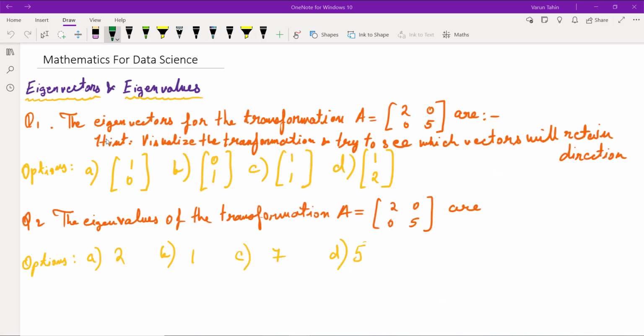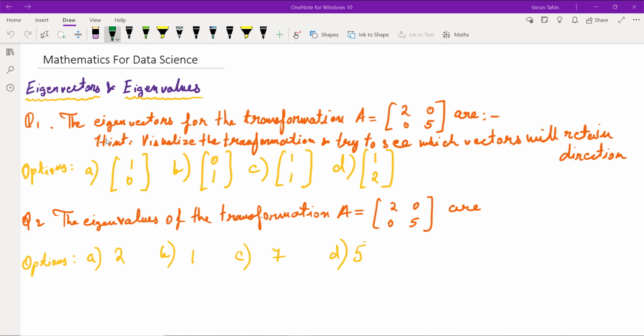Now if you have understood how eigenvectors and eigenvalues behave, can you solve these questions for me? So the first question reads as the eigenvector for transformation A, and you have to choose among these given options. And the second question is the eigenvalues for the transformation A, and then you have several other options for this second question. So please pause this video and try to solve these questions.